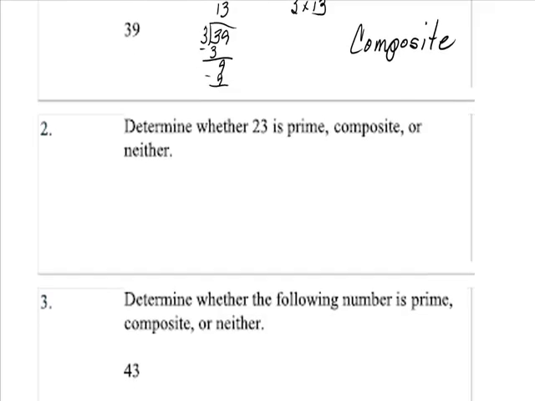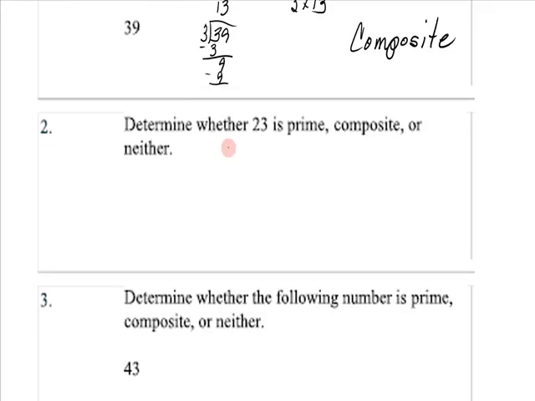Okay, let's look at number 2. We're testing the number 23. Well, I know that 1 times 23 gives me 23. Now, it's an odd number, so there's no point in testing any evens. They will not be factors. So I try 3. Well, 3 does not go in there evenly because 3 times 7 will give me 21, and I'm going to have a remainder of 2. So 3 doesn't go in there.